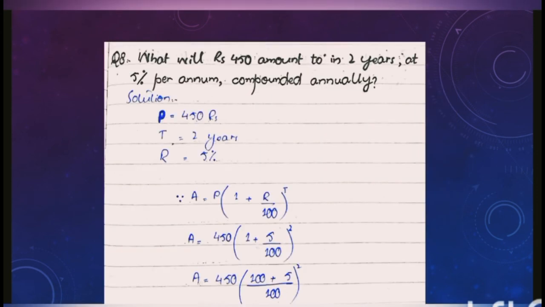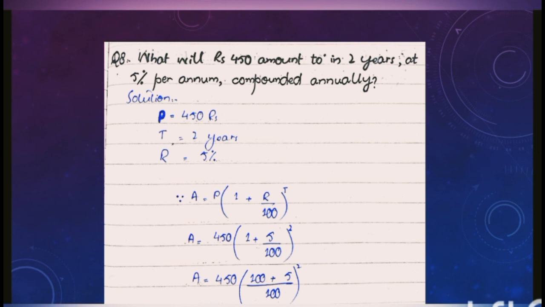Okay. So question number 8 is, what will rupees 450 amount to in 2 years at 5% per annum compounded annually? So basically we need to find the amount here. Okay, so principal is 450 rupees and t equals 2 years. Rate of interest equals 5% per annum. Per annum means per year, and you have to find the amount, like what will the person get if he invests rupees 450 in a bank for 2 years at 5% per annum?